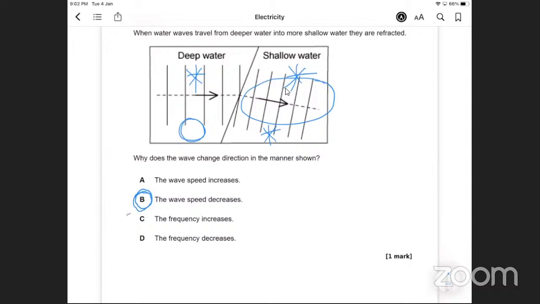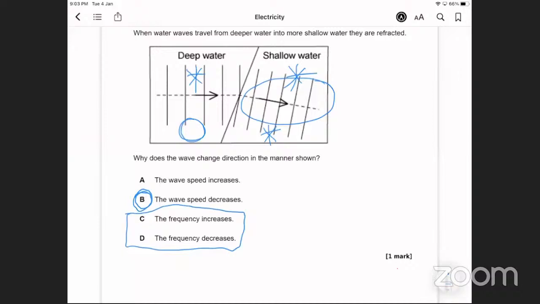Please, no C or D. Remember, I stated when there's refraction, there is no frequency change. The frequency stays constant. The reason why we have the bending of your waves is because your speed decreases or increases, depending on whether it's passing into deeper water or shallow water. Since it's passing from deep water into shallow water, it's traveling from a less dense medium into a denser medium, so it will decrease in speed. Are we following?